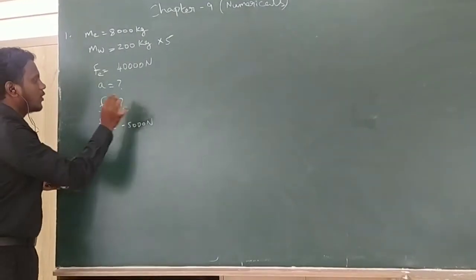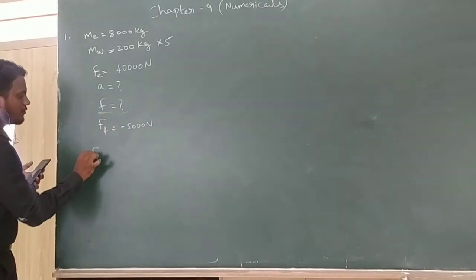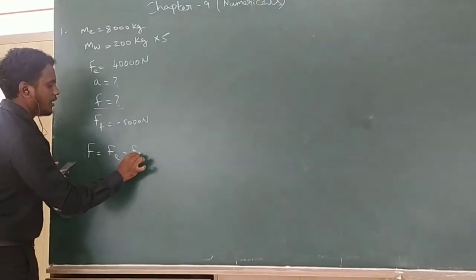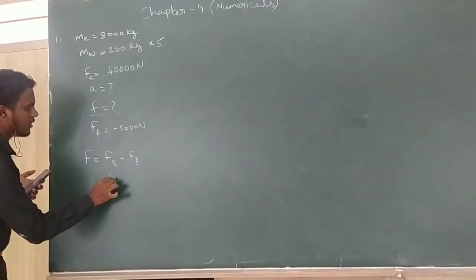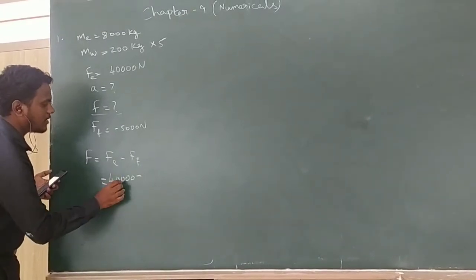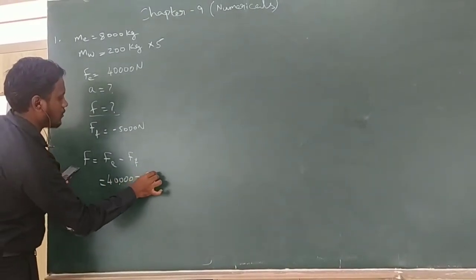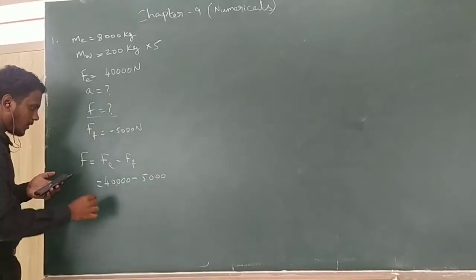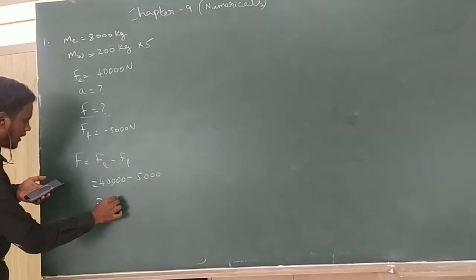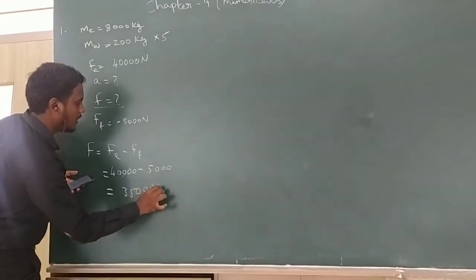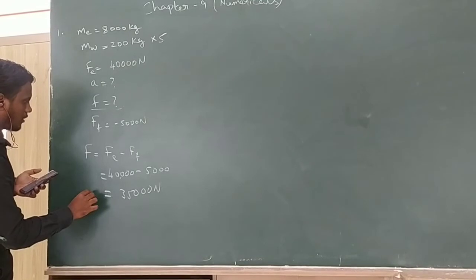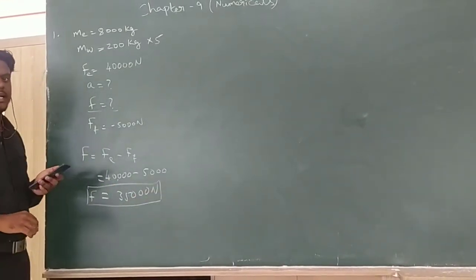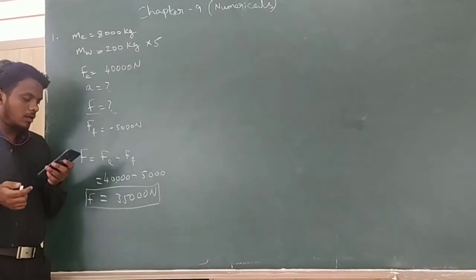Now they have asked for the net force. Net force equals total force minus frictional force. So the total force is 40,000 minus 5,000. What is the final answer? 35,000 newtons. That is the net force exerted on the train.